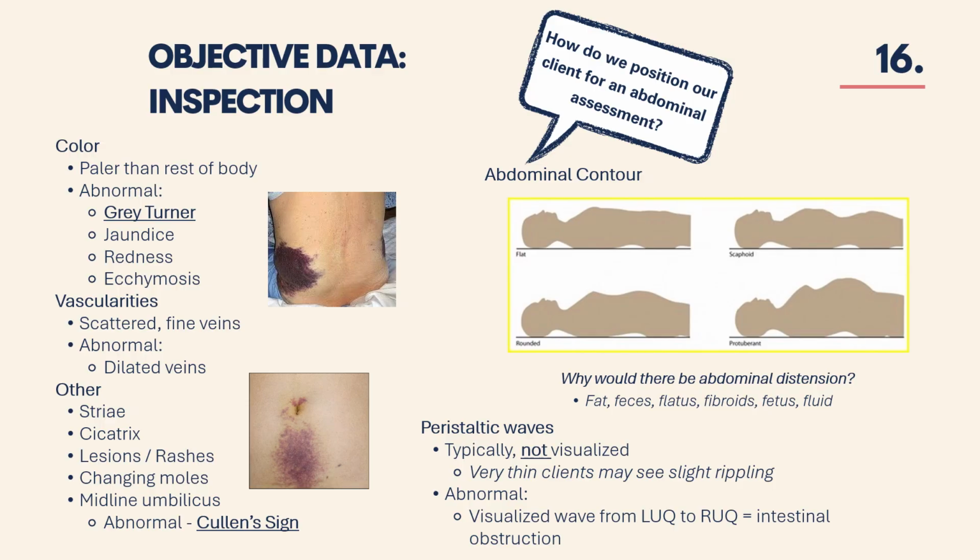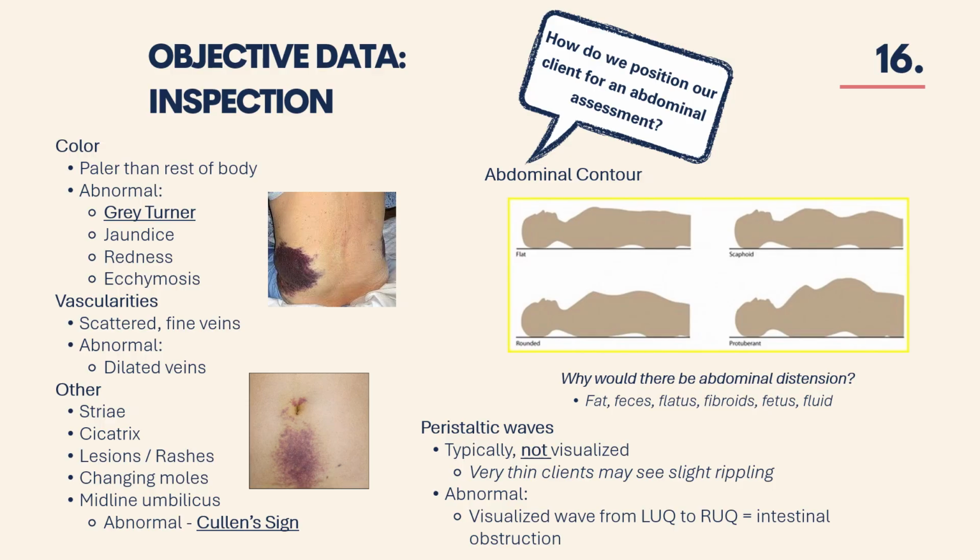You also want to look for vascularities. Typically, you may see some scattered fine veins in their abdomen, but abnormal would be those dilated veins, then we are concerned. Again, you may see striae, cicatrix, lesions or rashes. And then as always, when we're doing a skin assessment, looking for any changing of moles or spots. And then you typically will see a midline umbilicus.